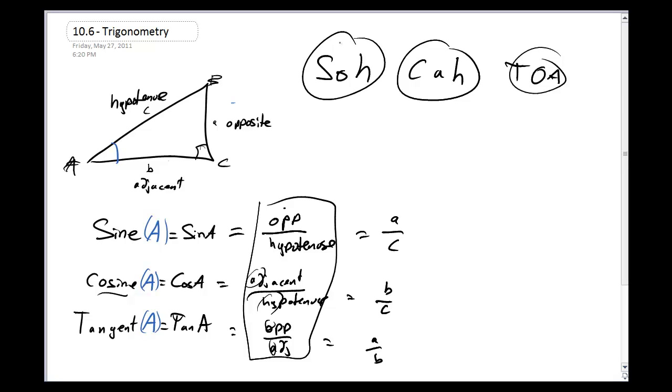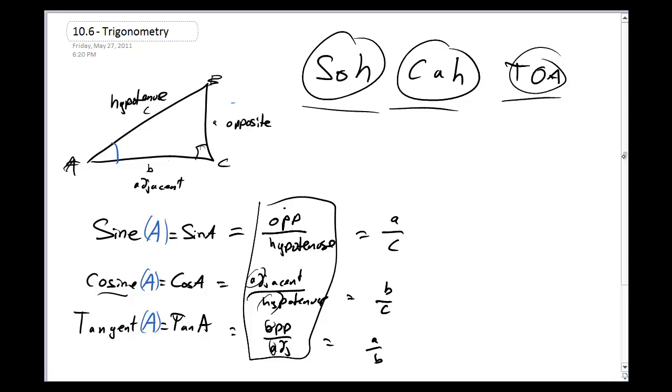So these are my three relationships. This is pronounced SOHCAHTOA, and your book has some phrase in it. Maybe some old hog came around here and took our apples. There's about 50,000 different ways to remember these three things to create this relationship.